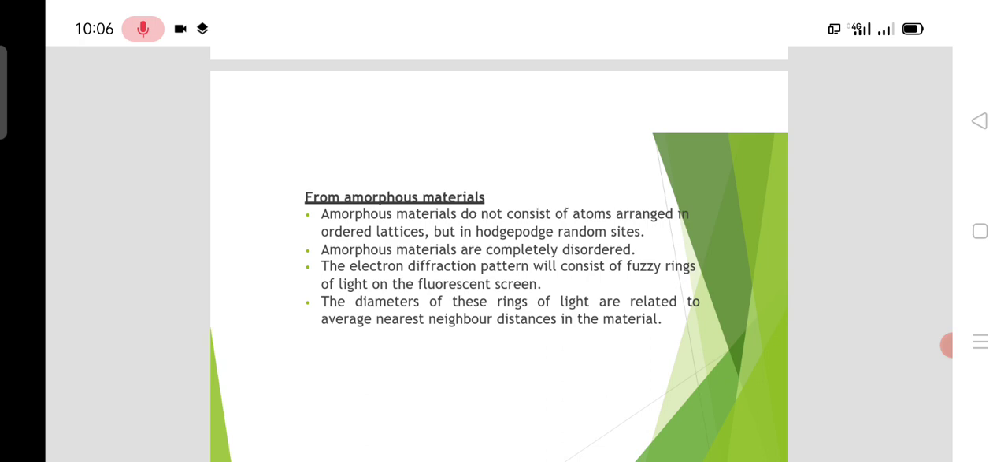Dear class, this technique is used for amorphous materials. Amorphous materials do not consist of atoms arranged in ordered lattices but in random solids. Amorphous materials are completely disordered. The electron diffraction pattern will consist of fuzzy rings of light on the fluorescent screen. The diameter of the rings of light is related to the average nearest neighbor distance in the material.